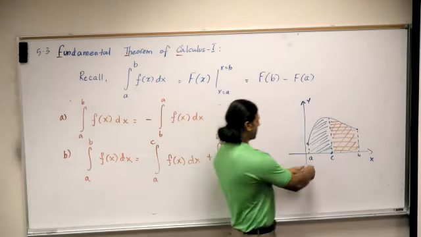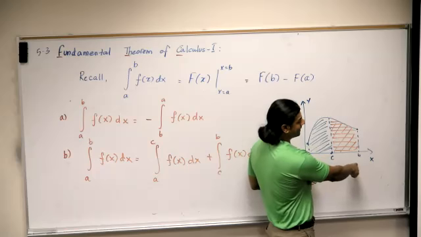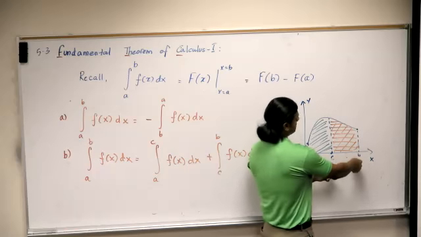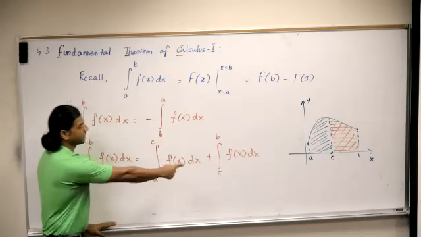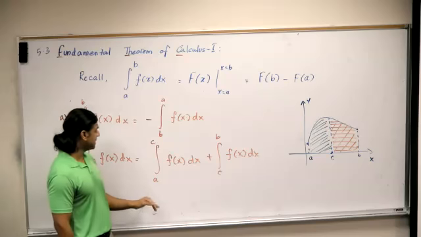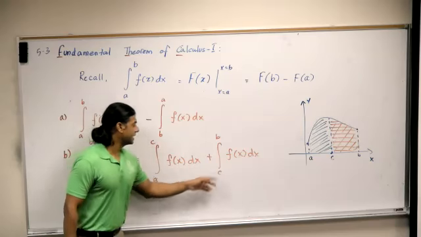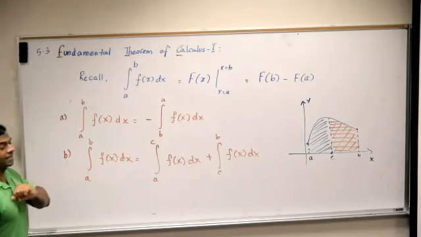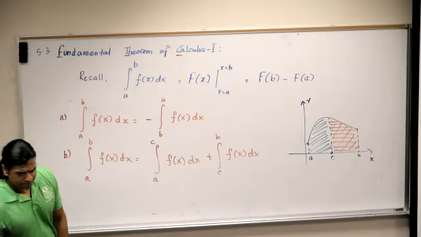So finding the area under the curve from a to b is the same as saying I'll find the area from a to c, then c to b, add them together. That's exactly what this means. Area under the curve from a to b is equal to the area under the curve from a to c added to c to b, provided c is between a and b. Good. Two important properties.